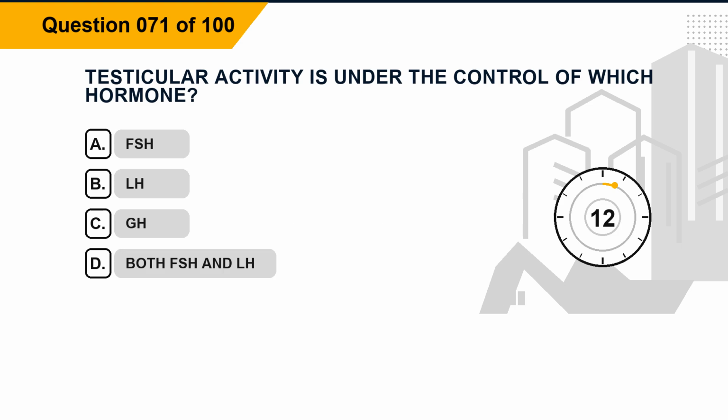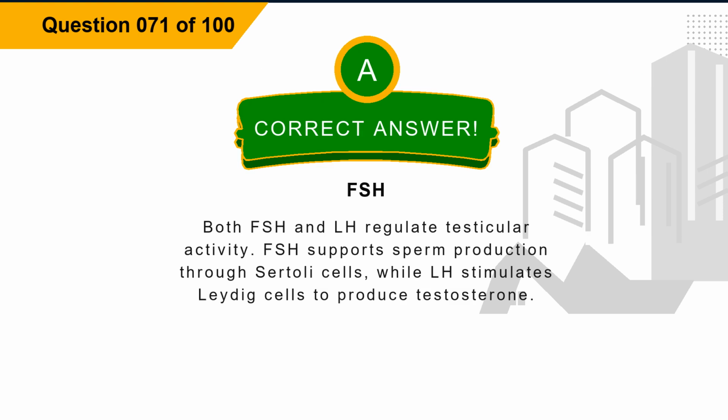Question 71. Testicular activity is under the control of which hormone? Option A, FSH. Option B, LH. Option C, GH. Option D, both FSH and LH. The correct answer is option A, FSH. Explanation. Both FSH and LH regulate testicular activity. FSH supports sperm production through Sertoli cells, while LH stimulates Leydig cells to produce testosterone.